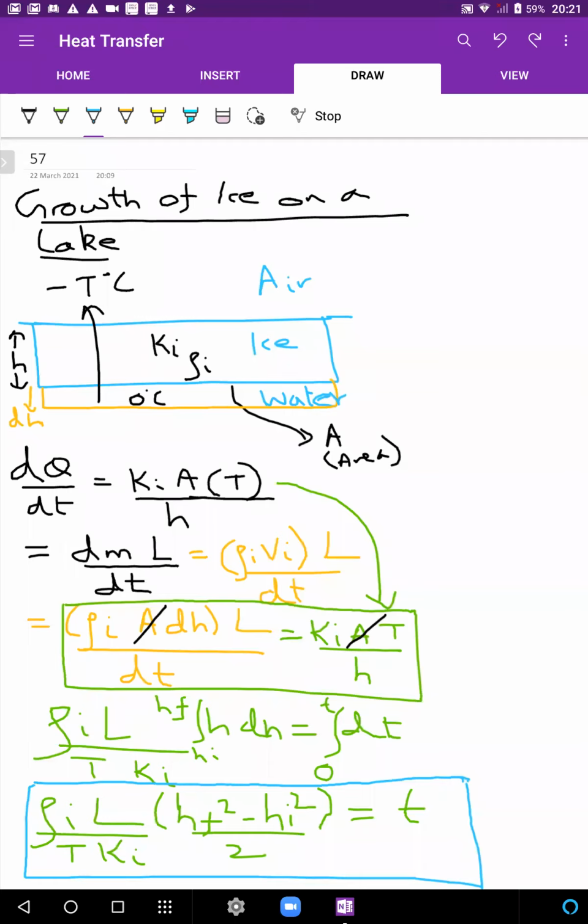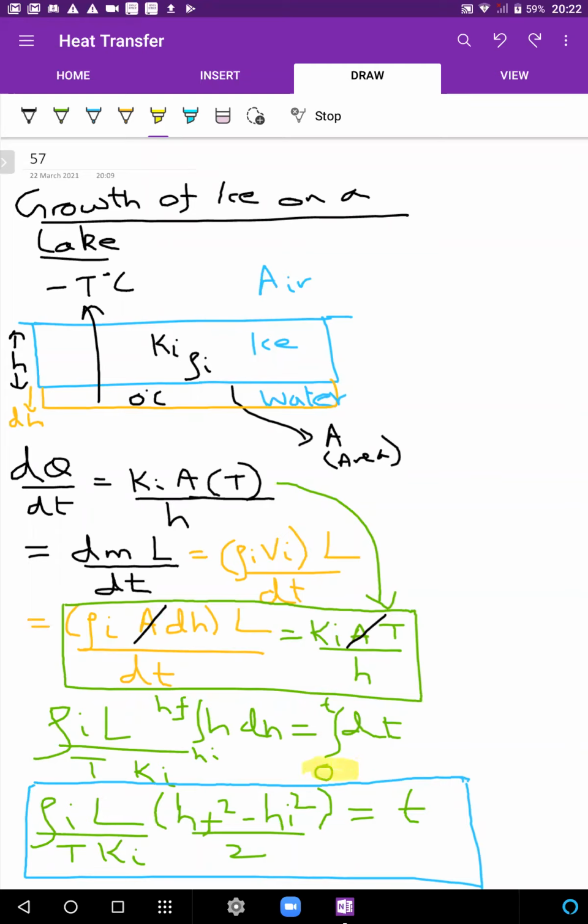Last two steps. So after this, we wrote dq by dt in two ways and then equated them. After that, the area cancelled. After the area cancelled, you can see that we have a differential equation in two variables. One is height, which is actually the thickness of the slab, the ice layer, and then you have time. So variables separated: time on the right hand side and h on the left hand side. In fact, I took everything on the left hand side, and time on the right hand side. And then I integrated both sides.